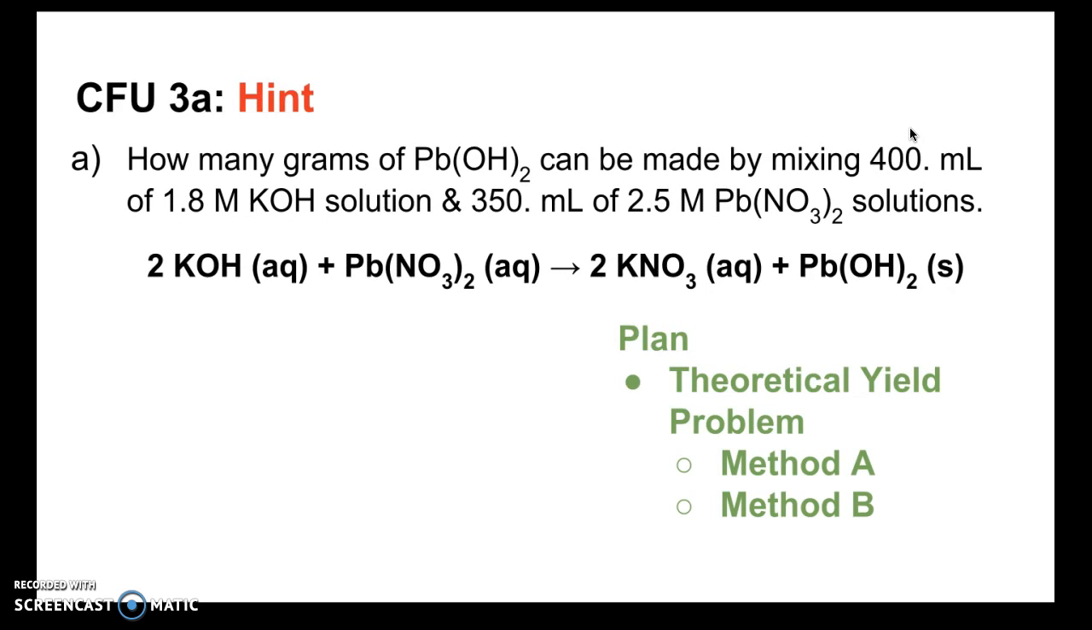Before we go on with CFU 3A, I figured I'd give you a hint. Make sure this is a case where you're using a theoretical yield. You ask how many grams of Pb(OH)2, which is your product, can be made by mixing 400 milliliters of a 1.8 molar KOH solution and 350 milliliters of 2.5 molar Pb(NO3)2 solution. So basically, you're given the values for both reactants. You don't know which one is limiting. You're just given their amounts, and you want to figure out how much product you can make.